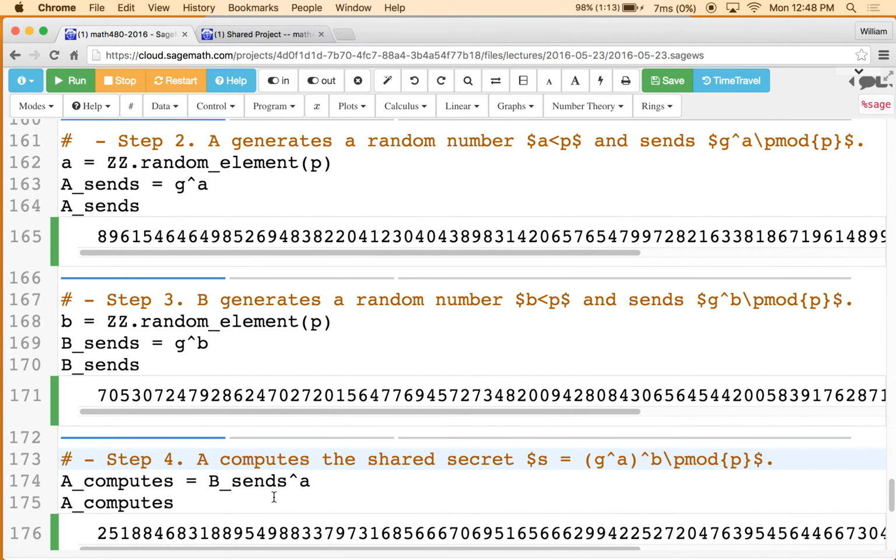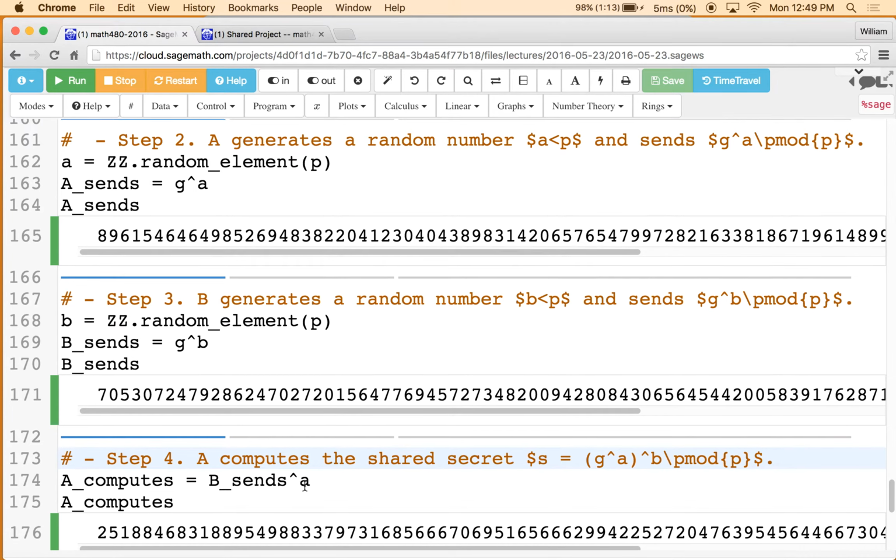I compute the number that Mac sent me raised to the power of my random number A that I generated. That's right here. Okay, and this is what I get. This is something that I do in secret. Nobody sees this. You guys don't get to see this. All you've seen so far is that number, this number, and you know what prime we've agreed on and what the base is. But you don't see this, and you can't easily compute this because you don't know what little a is. Only I do. And that's the number I get.